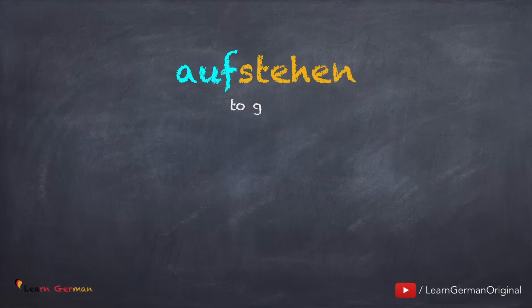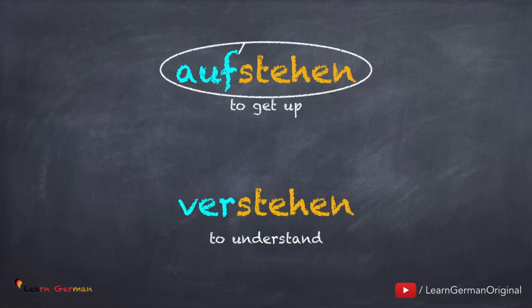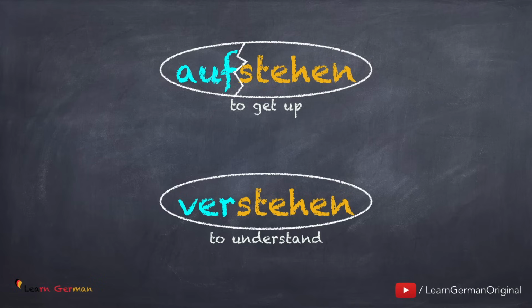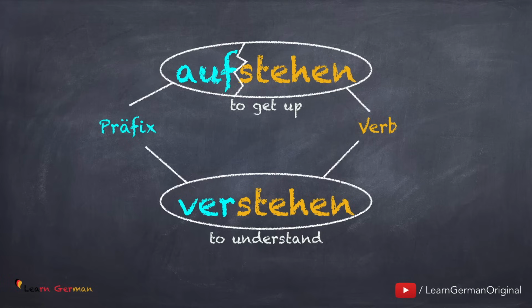Let's first look at a trennbares Verb and an untrennbares Verb. Aufstehen. Verstehen. Now, if you look at both these verbs, they both look similar. The first verb is made up of auf and stehen. This verb is separable. That means when you use it, you conjugate stehen and auf goes at the end. Verstehen is also made of a prefix, ver and stehen. In both the cases, the verbs have a prefix. And the second part is the normal verb, in this case stehen.